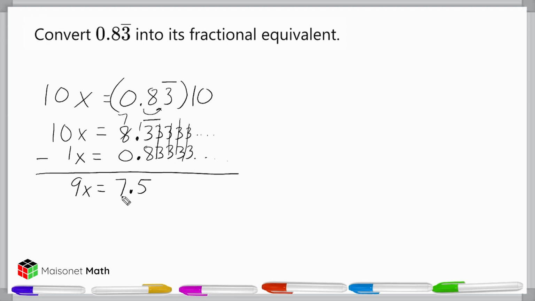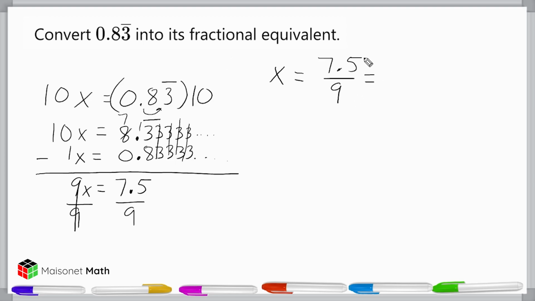Now, all we have to do is solve for x, and that is going to be the fraction that is equal to this repeating decimal here. So we're going to divide both sides by 9. All right, so now we have x is equal to 7.5 over 9. Now, what I'm going to do is convert this decimal into an improper fraction so we can deal with only fractions, because we're trying to convert to a fraction. We don't want to deal with any decimals here.